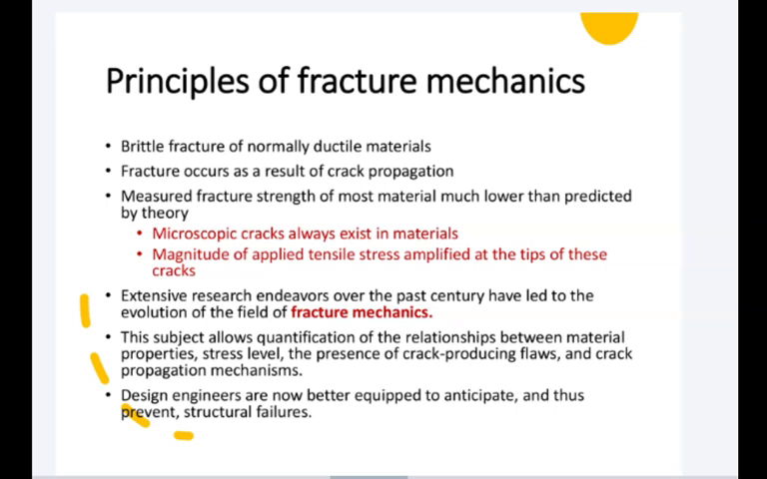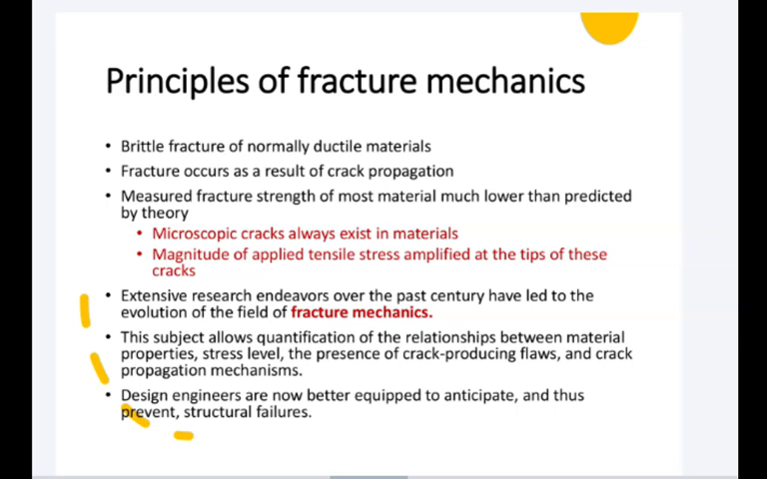Okay, good. So now we will continue the principle of fracture mechanics, right? We have to study here the mechanics, how the fractures occur, what actually happens that the material fails, right? So the brittle fracture of normally ductile material, this is the important thing. Usually the ductile material, if the fracture is ductile, so it is okay.